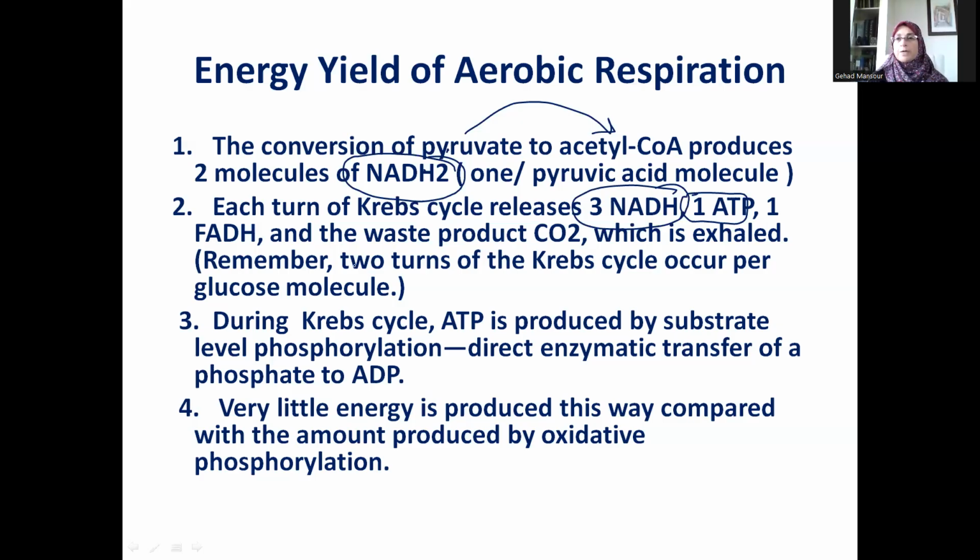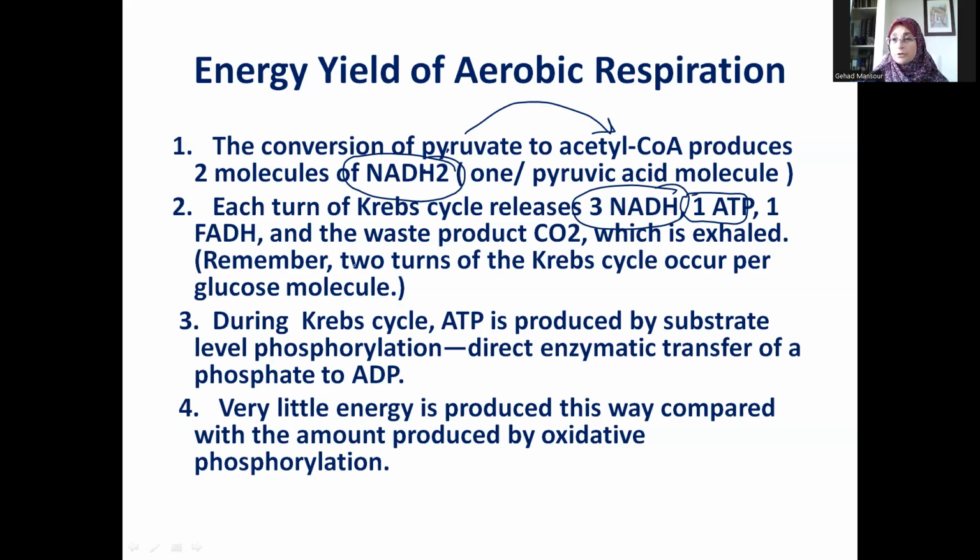This 1 molecule of ATP has been formed by direct phosphorylation or substrate level phosphorylation, but this time in the matrix of the mitochondrion. So we have seen two examples of substrate level phosphorylation: the formation of ATP in the cytosol, and the formation of ATP in the mitochondrial matrix that is more or less similar to the cytosol, okay? So, of course, this direct ATP is a very small amount of energy.